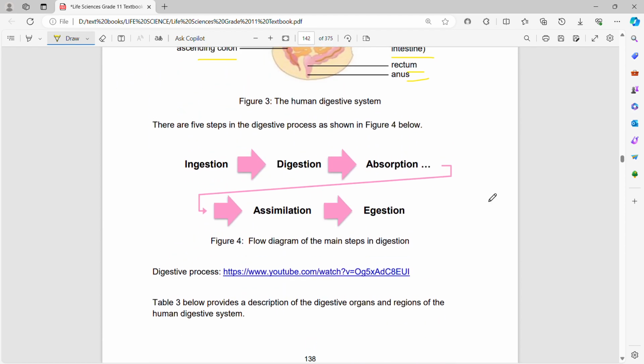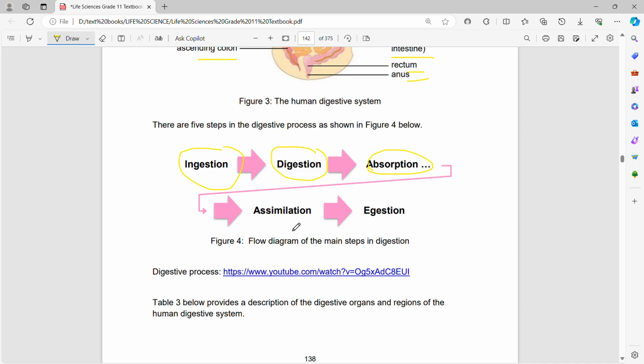Let's see. The digestive system is a 5-step process. First we will eat food, that means ingestion. Then that food will be broken down into its simplest form, that is your digestion. Ingestion, we take in food. Digestion, we break down that food. Absorption, that broken down food will go into your blood vessels, that is your absorption.